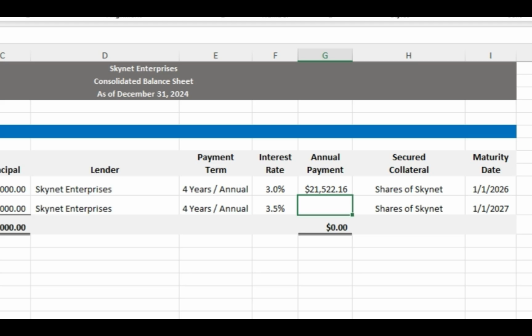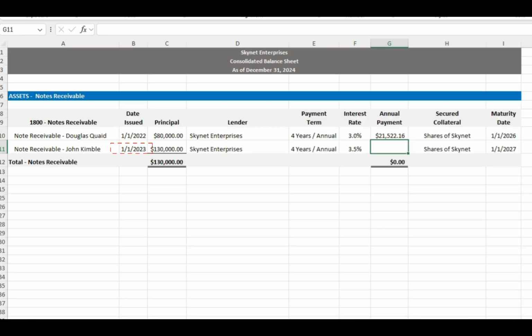I just want to run through the second note receivable that we have here for John Kimball. Same scenario, except this was issued 1/1/2023 for $130,000. Same lender, Skynet Enterprises. 4 years, annual payments. Interest rate went up a little bit, 3.5%. We'll skip over the payment real quick. Collateralized by the shares of Skynet, and the maturity date is 4 years from the date of issuance.